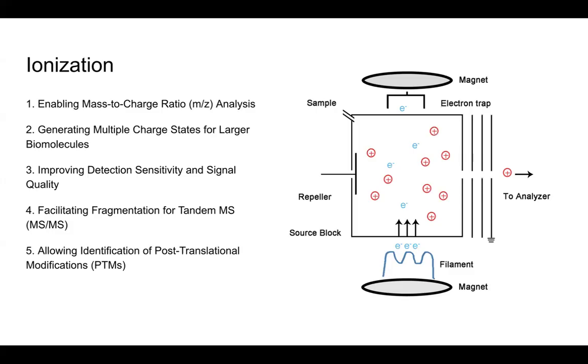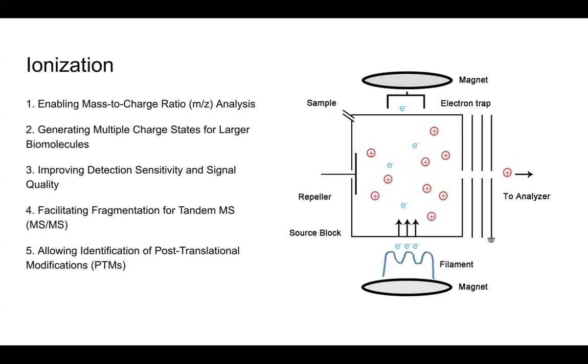So as we talked about earlier, ionization is one of the crucial steps in doing mass spectrometry because it enables the analysis of peptides by converting them from neutral molecules into charged ions. So this is essential because of the following 5 reasons.